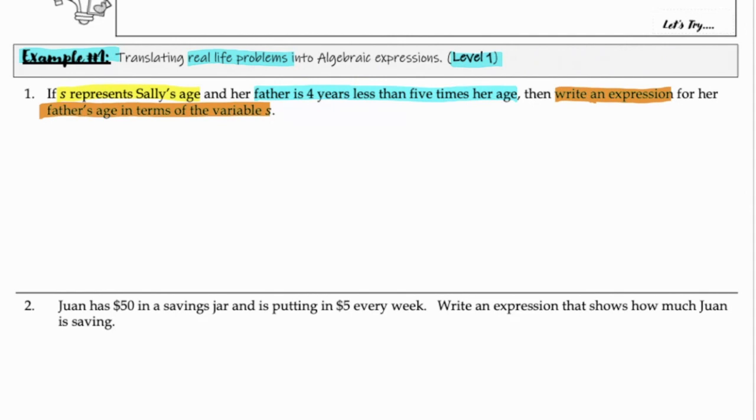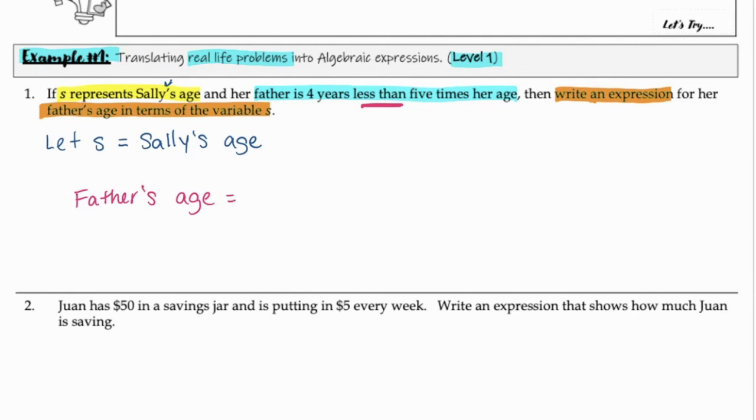So I am lucky because at least I know what S is equal to, not the number this time. What does S represent? S represents Sally's age. So now we're moving away from let x represent the number. What are we looking for? We are looking to find an expression for her father's age. So how can I represent her father's age? What did they tell me about her father? So they said her father is 4 years less than 5 times her age.